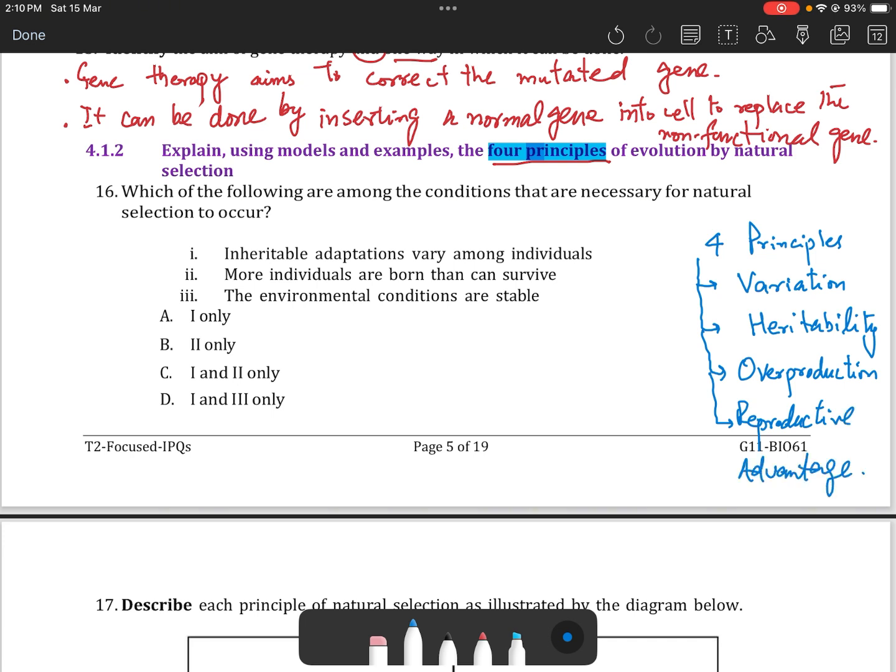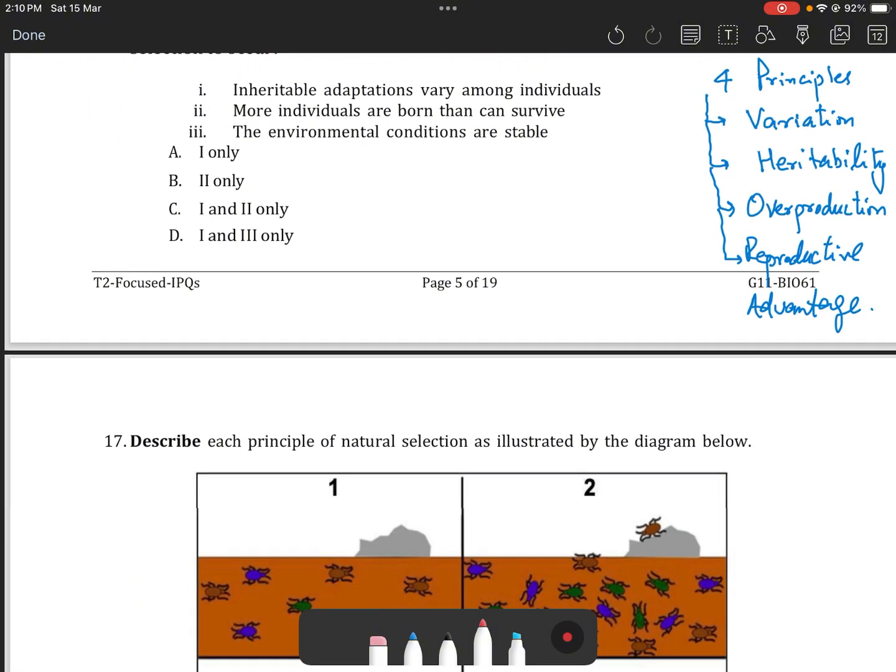Okay. Now, which of the following are amongst the conditions that are necessary for natural selection to occur? Number one, inheritable adaptations vary among individuals. So this is variation. So this is true. More individuals are born than survive. This is true also. This is overproduction. The environmental conditions are stable. No, the environmental conditions always change. So which one of the following are? So it means one and two. So one and two only.